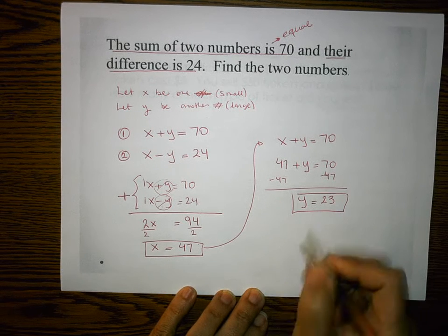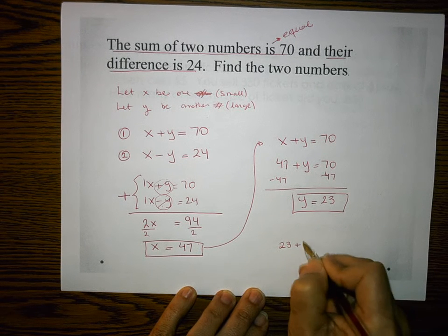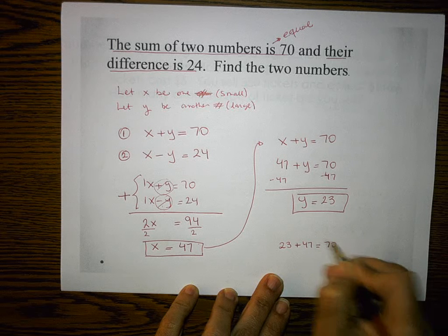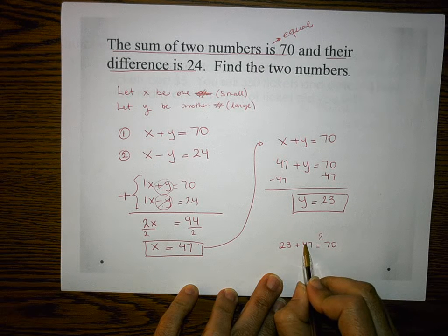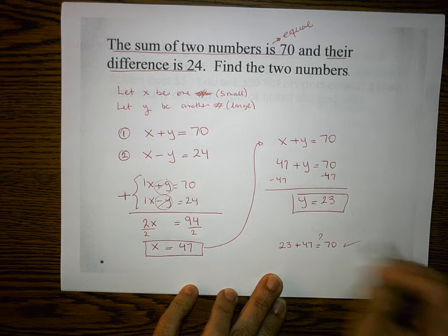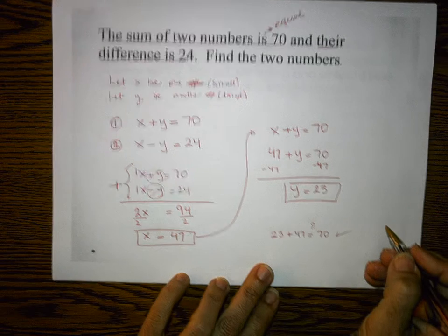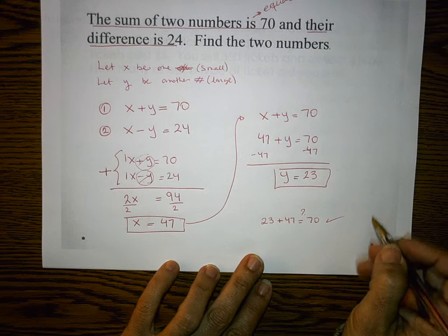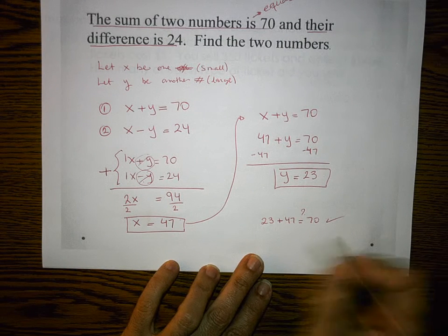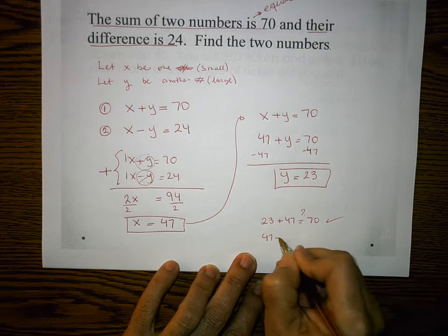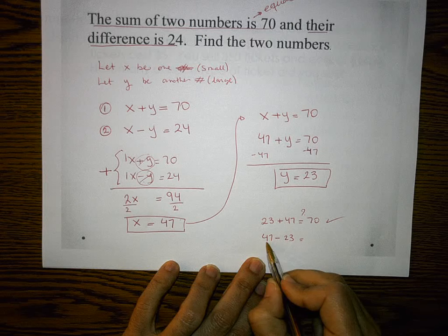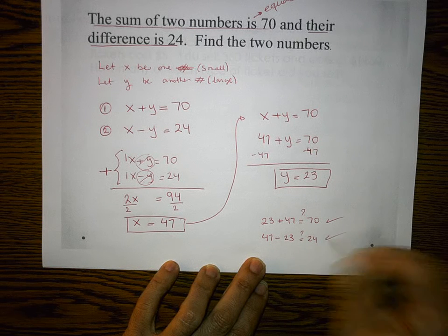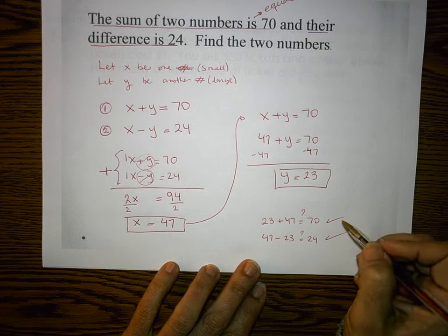So let's check. Does 23 plus 47 equal 70? Well, 3 plus 7 is 10. That's 40, 50, 60, 70. That works. Check in your calculator. I'm just checking with my own mental math here. When I subtract them, do I get 24? Let me see. 47 minus 23. Do I get 24? I sure do get 24. Check with your calculator. It works. So I know that these are the answers.